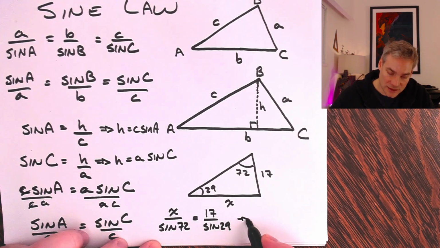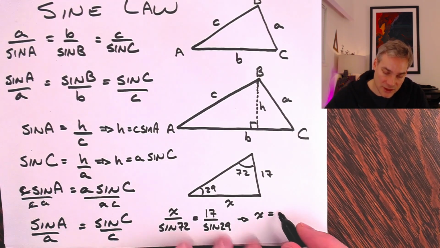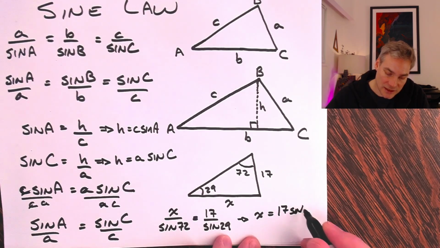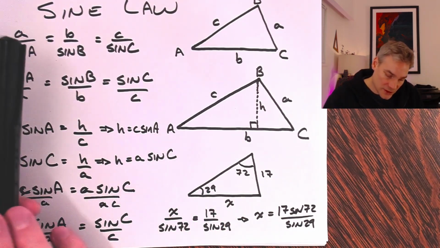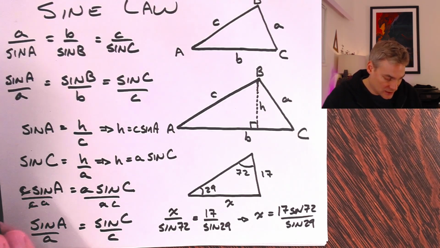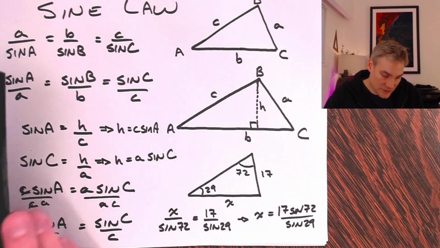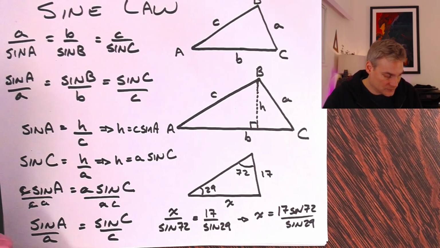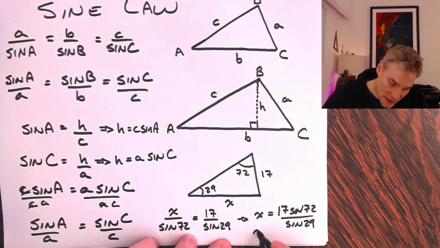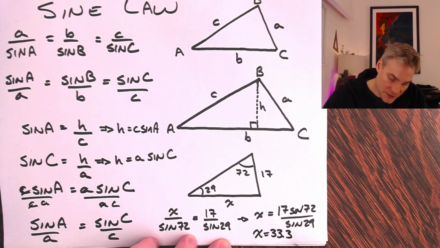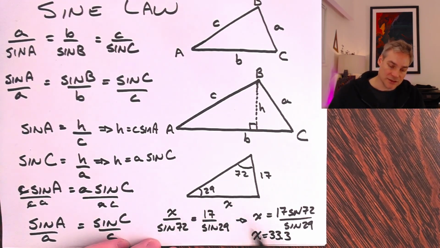So in this, what I do is I solve for x. So I move the sine 72 over. So I have 17 sine 72 over sine 29. And we just put that into our calculator. So I have 17 times sine 72 divided by sine of 29. Okay, good, I'm in degrees, just had to check. So that's 33.3. So that means x is equal to 33.3. So now we've solved for this unknown, and that's the sine law.